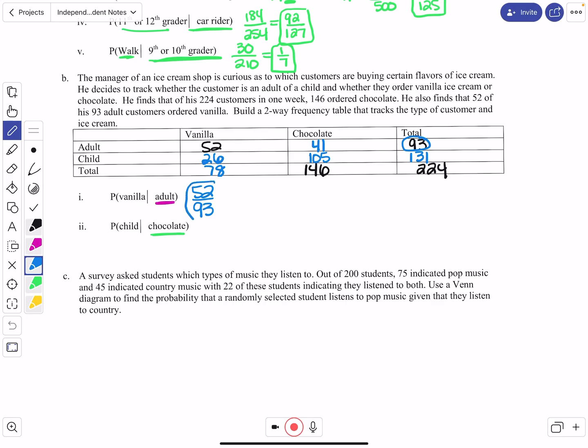Got that one fixed. Okay, so given that we're a chocolate, so now I'm looking at the chocolate column, which means that my bottom number is 146. And then the child, I look at the child where it intersects the 105, will be on top for that one.